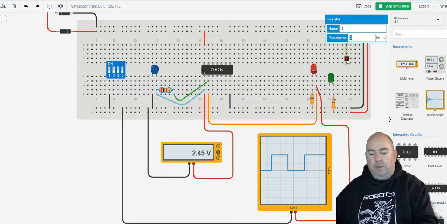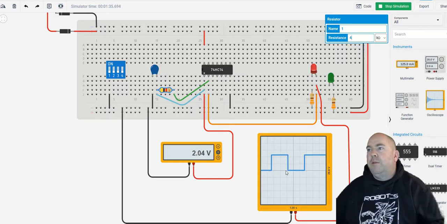If I want to change this again, up to 4, I can get about 1 pulse per second. So about half a second on, half a second off. That's spanning about half a second on, half a second off right there. This entire left to right is about 1 full second.